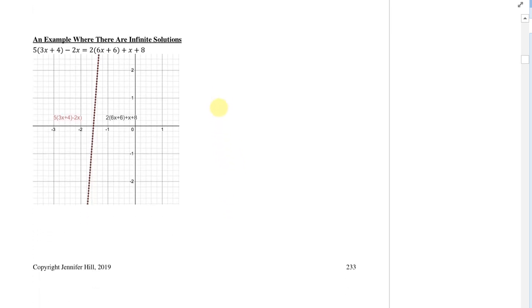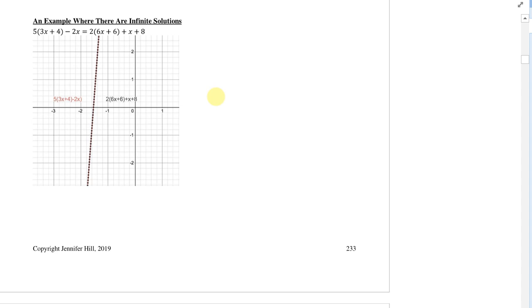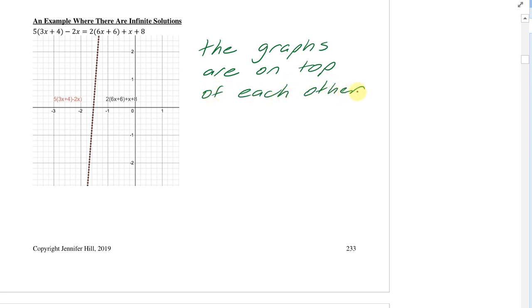And then if we look at the other example, this one's kind of difficult to see, but I actually have each side of this equation graphed here. The problem is that the two graphs are on top of one another. So since the two graphs are literally on top of one another, they are technically always intersecting. So what that means is that we have infinite solutions here, so all real numbers.